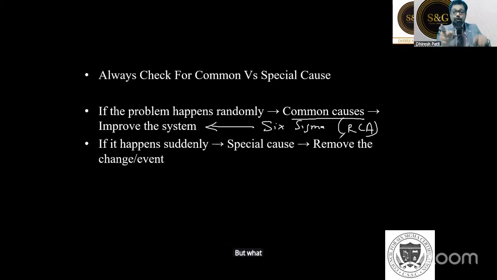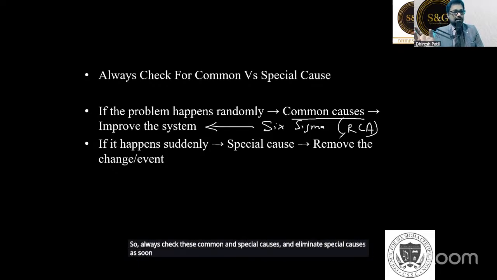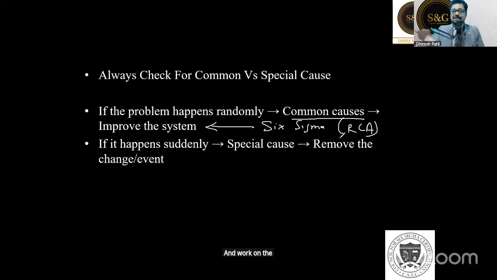But what about the 10-15 minute delay every day, or the variation every day? That requires a special skill to fix. That requires deep drilling down, brainstorming, and tools like cause and effect analysis, etc. That's what we do in the DMAIC framework. So always check these common and special causes, eliminate the special causes as soon as possible, and work on the common causes with this DMAIC framework. Are you clear with this? Just give me a yes in the chat box.